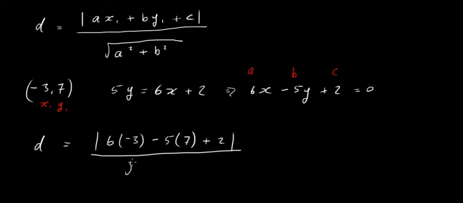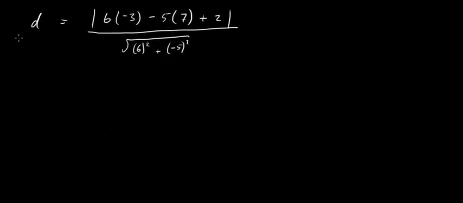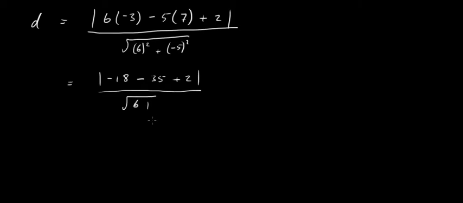The bottom line then is going to be the square root of a squared plus b squared. So we take the 6 here and square it, plus the b here, which is -5, and square that. Okay, so we're just going to do all of that, and that's our distance. On the top we end up with the modulus of -18, 5 sevens are 35, so that's -35, plus 2 here, and on the bottom we end up with the square root of 61. So 6 squared is 36, 5 squared is 25, so 61.